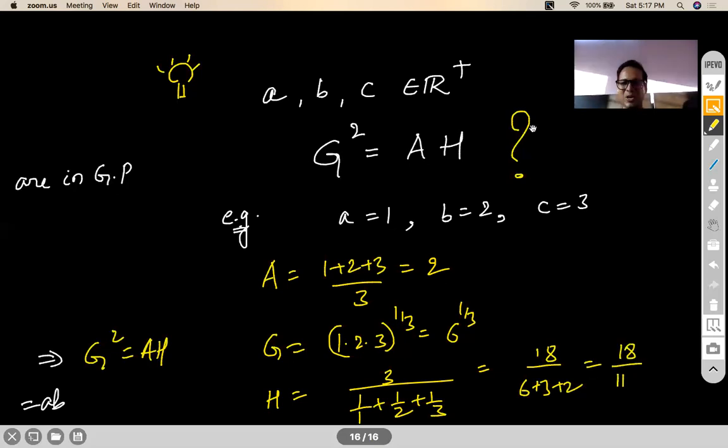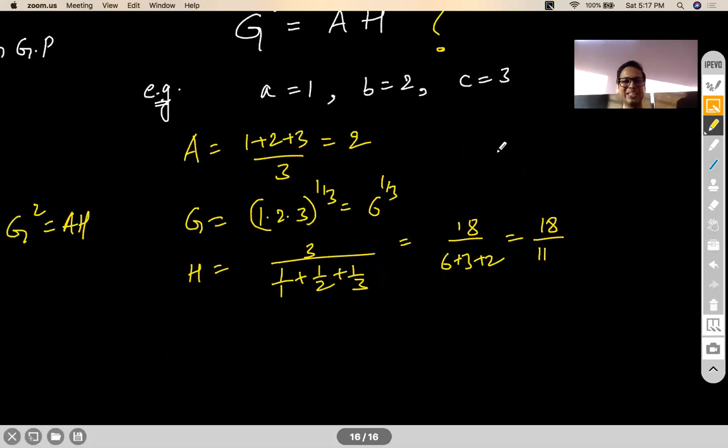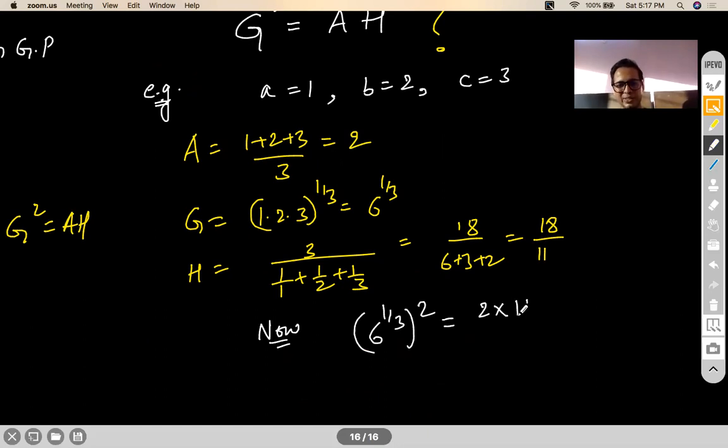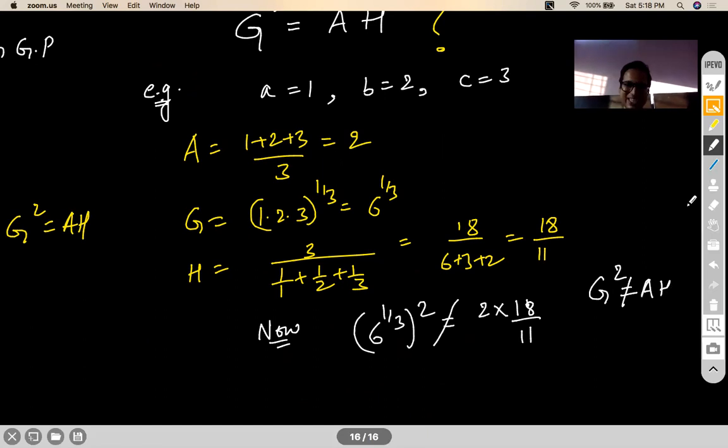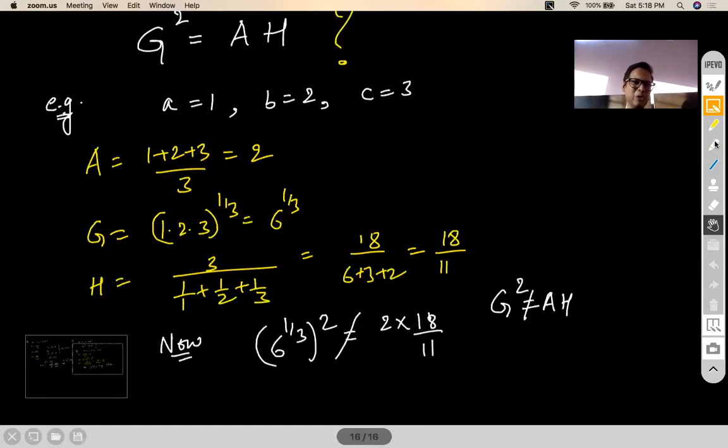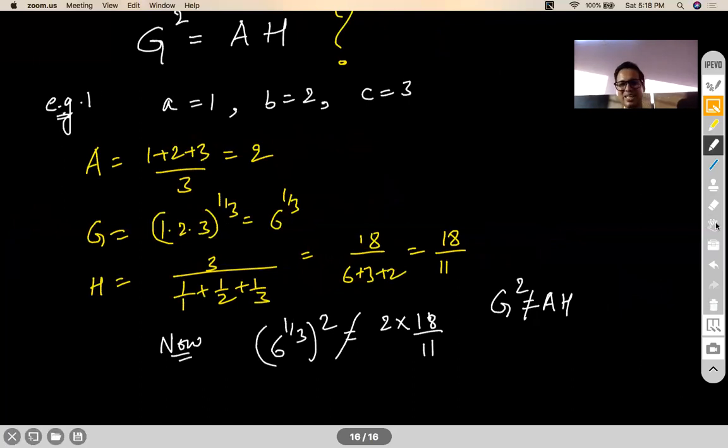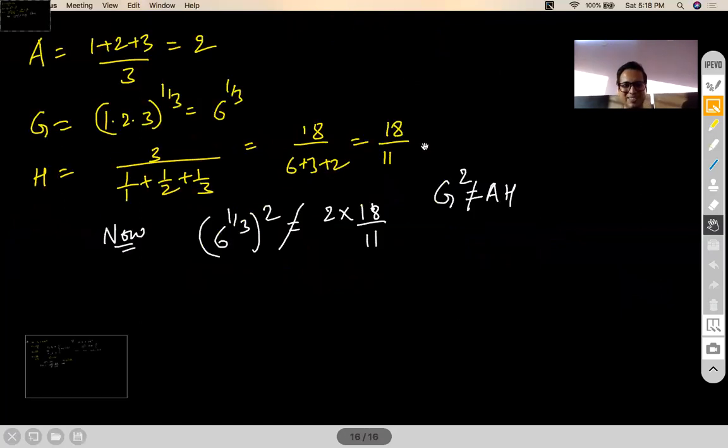Now, I do not think that G square is equal to A into H. I do not think so. So here, this rule doesn't work. So G square is not equal to A into H, right? However, let me choose one more example. Let me call this example number 1. Let me choose one more example.